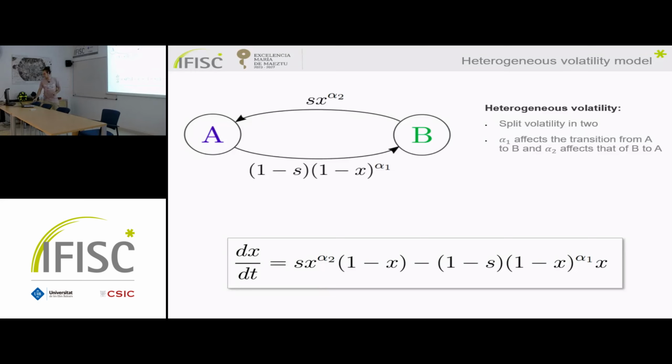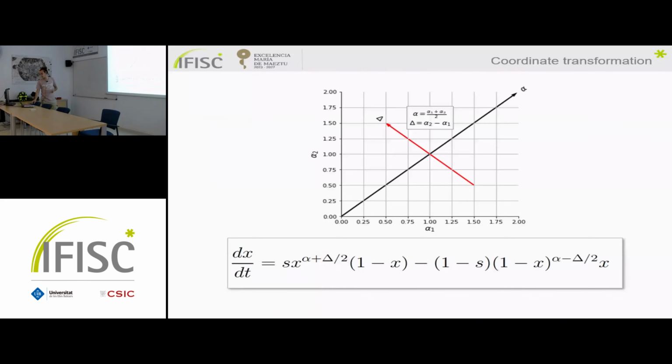However, for clarity, we do a coordinate transformation of the volatility parameters. Instead of alpha 1 and alpha 2, we use the mean volatility, which we call alpha, and the difference between the volatilities, delta. This way, setting delta to 0, we recover the Abrams-Strogatz model. Also, this system has a symmetry, so we will only explore delta higher than 0, since for delta lower than 0 we can extrapolate the results. And this will mean that alpha 2 will always be greater than alpha 1. So this is the equation of our model.